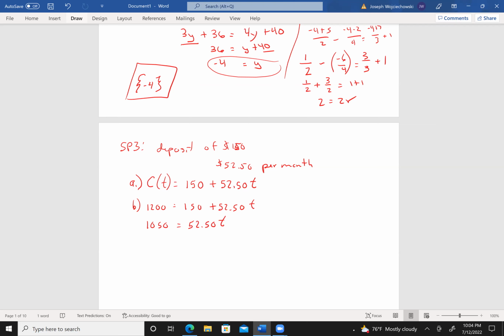And let me get my calculator here. There it is. 1,050 divided by 52.50, and that gives me T equals 20. Now this is a word problem, and we're talking about months, so you can rent it on his budget for 20 months.